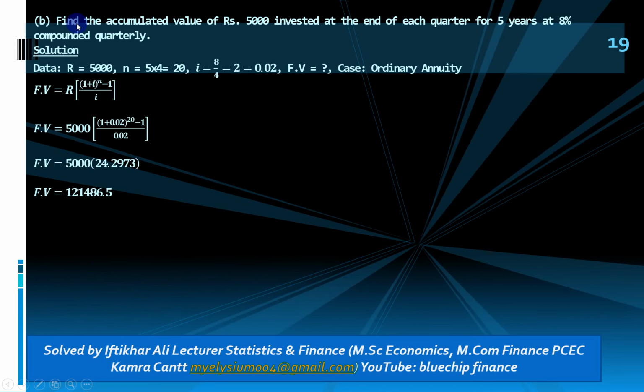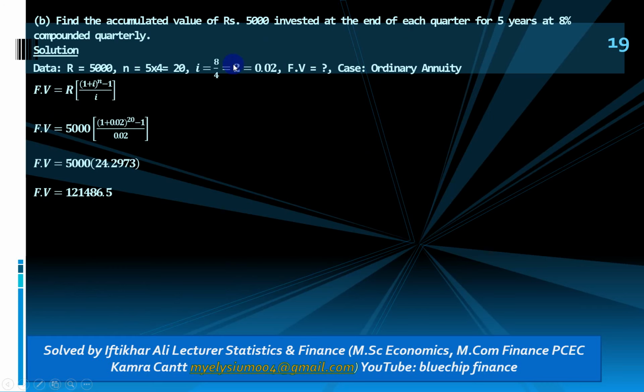B part: find the accumulated value of rupees 5000 invested at the end of each quarter for 5 years at 8% compounded quarterly. Here it is the case of an annuity because there are multiple payments, so R will be 5000, and it is the case of an ordinary annuity because each payment is invested at the end of each quarter.